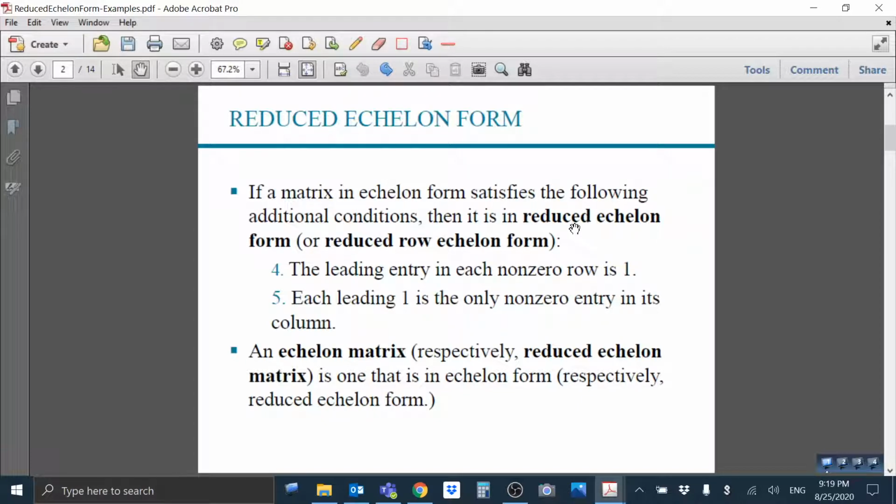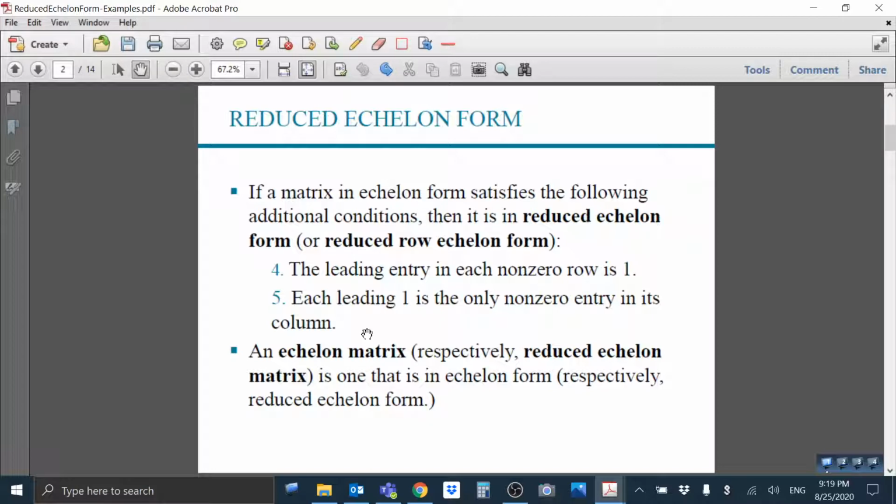Reduced echelon form? Well, if a matrix is to be in reduced echelon form, it obviously first needs to be in echelon form. So the previous three conditions need to be true. Now we add two extra conditions, because it's reduced, it's something much more special. One of the conditions says the leading entry in each non-zero row is 1. So your leading entries need to be 1. Okay, cool. Each leading entry is the only non-zero entry in its own column. Aha. So my leading entries need to be 1, and when I look at the column containing the leading entry, all I see is 0 everywhere, except at the leading entry, which is 1.